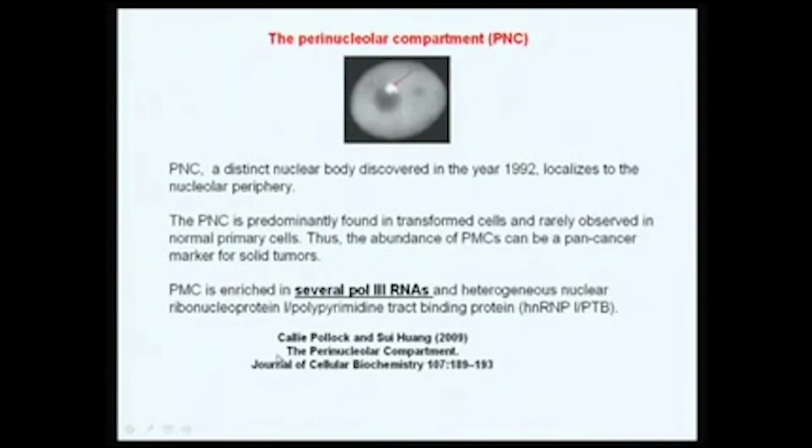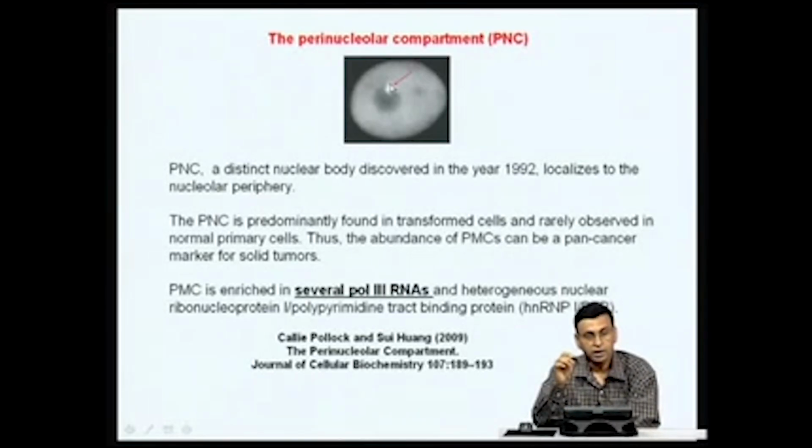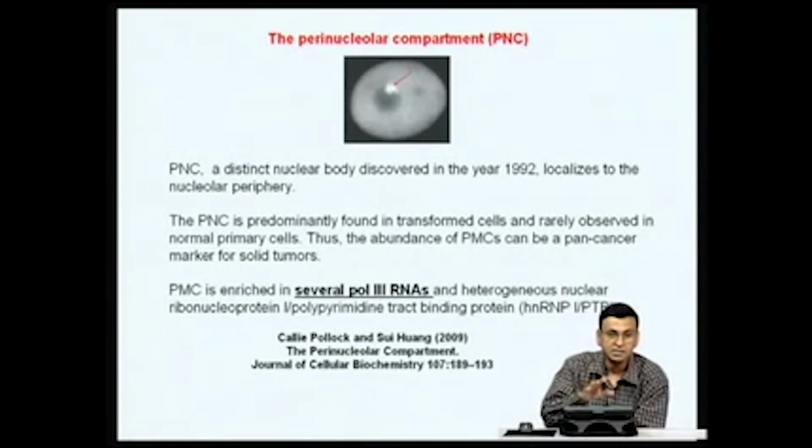It also turns out there is a very distinct compartment called the perinuclear compartment, which is just on the periphery of the nucleolus. This is the nucleolus, the dark body, and the white body shown by the red arrow is what is called the perinuclear compartment. This subnuclear structure called the perinuclear compartment was discovered in 1992 and is present on the periphery of the nucleus. This PNC is predominantly found in transformed cells or cancer cells and is rarely observed in normal primary cells. In fact, the presence of PNC is often considered a marker for distinguishing a cancer cell from a normal cell.